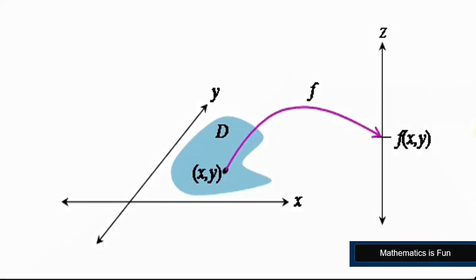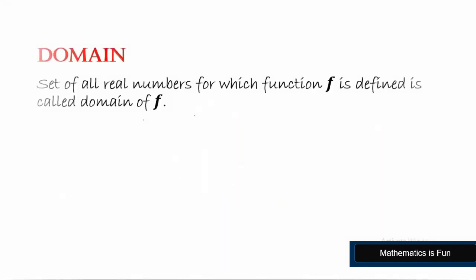Before going into the details of the concept of domain for multivariable functions, let's first recall the definition of domain and range that you have studied earlier in calculus. Well, a domain is the set of all real numbers for which function f is defined. Now the question is, what does it mean by f is defined?